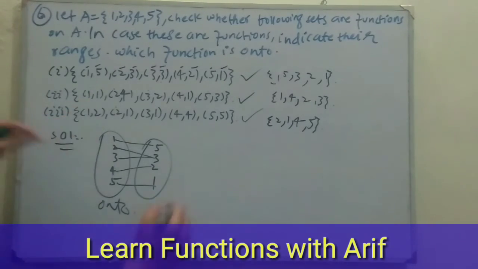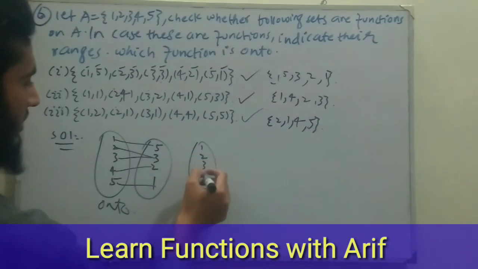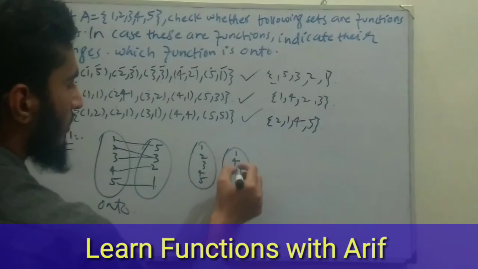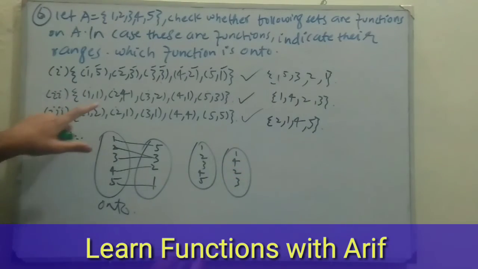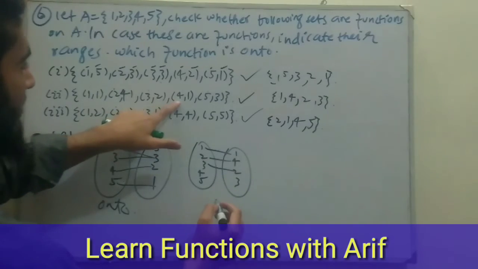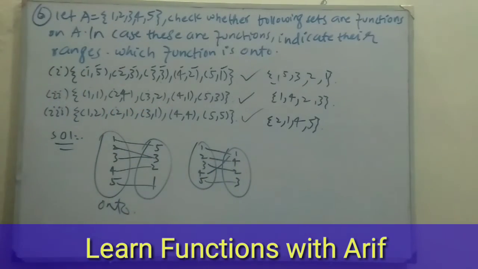After this, take this one. Here the domain is 1, 2, 3, 4, 5. The range is 1, 4, 2, 3. Here 1 is mapped with 1, 2 is mapped with 4, 3 is mapped with 2, 4 is mapped with 1, and 5 is mapped with 3. This is also an onto function.